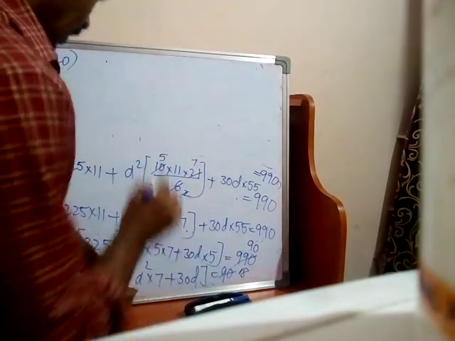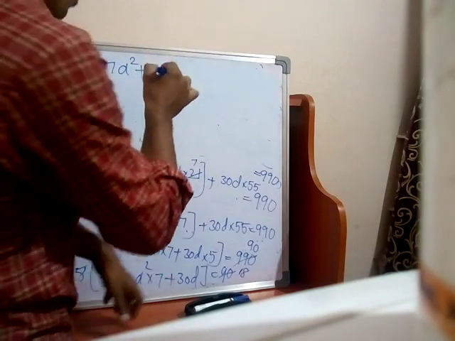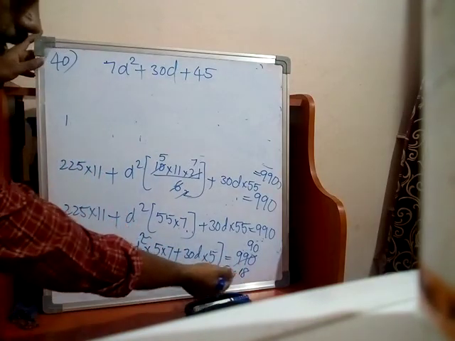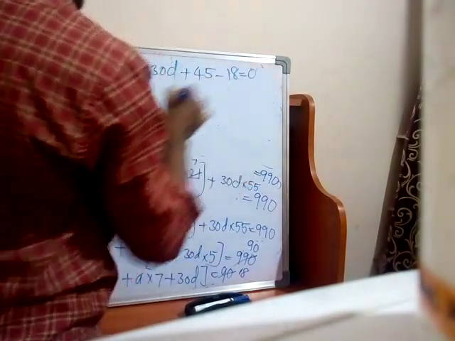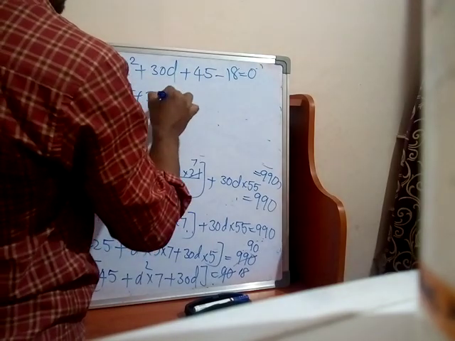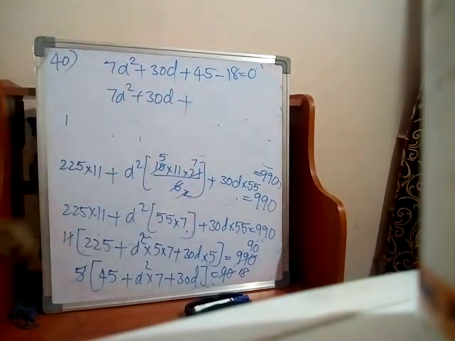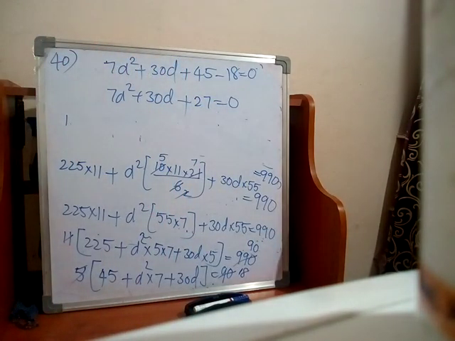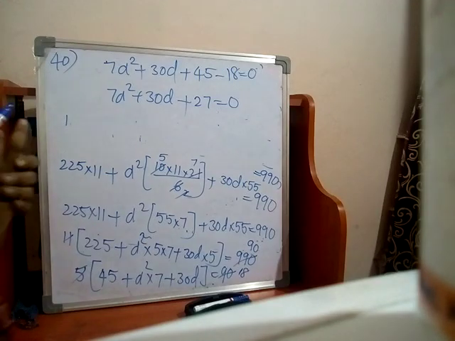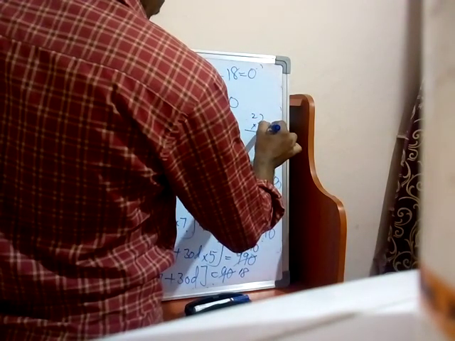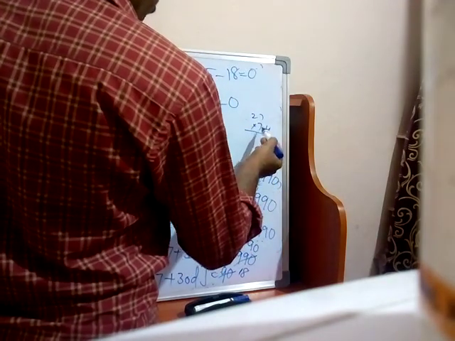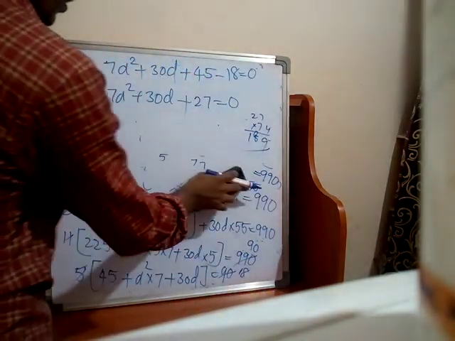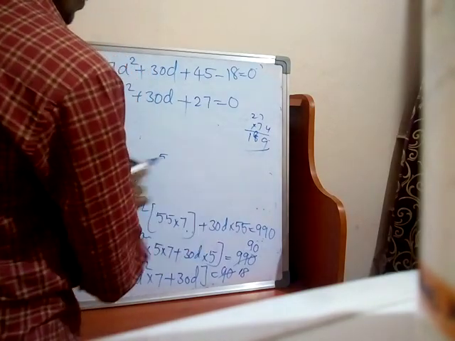So next one, 7d square plus 30d plus 45 is equal to 18. Transfer 18 to this side, minus 18 equal to 0. So 7d square plus 30d plus how much here? 45 minus 18 is 27, equal to 0. Okay, now resolve into factors. 27 7s, 7 7s are 49, 7 2s are 14, 14 1 89. So consider two numbers whose product is 189 and whose sum is 30.